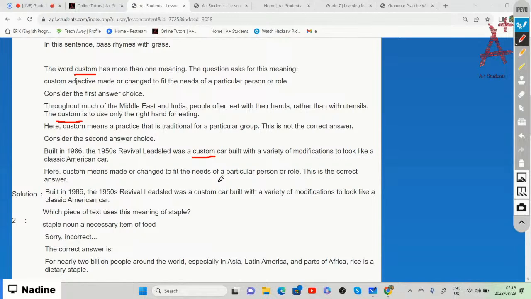Which piece of text uses the meaning of staple? Before we go on to the next one, there we have three different meanings of the word custom, right? It's one word, but three meanings. We have custom that is made or changed to fit the needs of a particular person or role. Then we have custom, which means a practice that is traditional for a particular group. And then we have custom again, where you modify something to fit the needs of a particular person or role. So these are words that are spelled the same and pronounced the same, but the meanings are different, right?